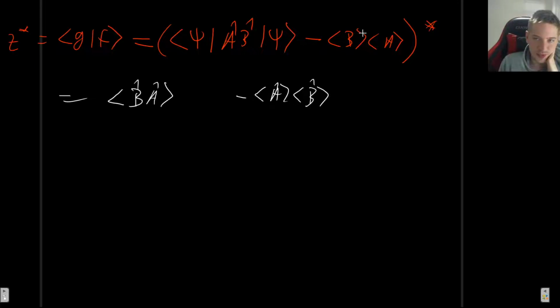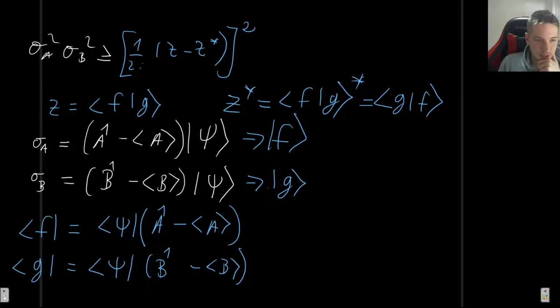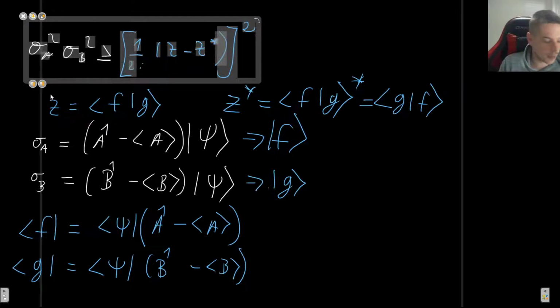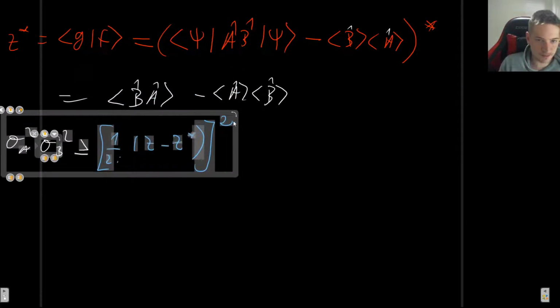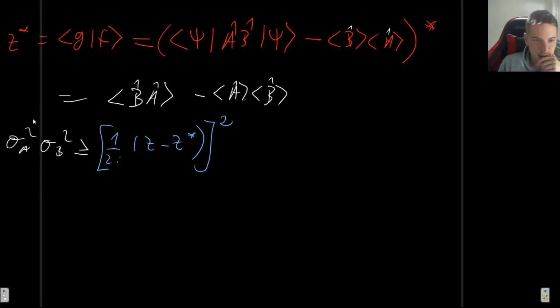These are operators, so I guess I shouldn't really drop the hats. So this is the conjugate. Now let us go back and see our formula, this right here, and let's begin plugging our results into it. So what is Z?